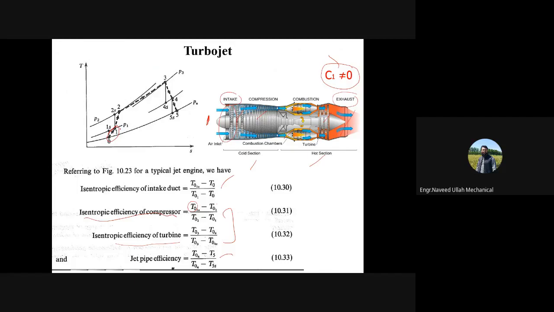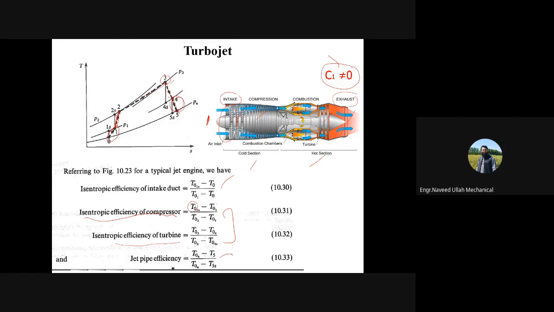ठीक है, pressure increase थोड़ा सा, और उसके बाद this is compression inside the compressor. ठीक है, conventional compressor, exhaust flow compressor. 2 to 3 is the combustion process. 3 to 4 is expansion inside this turbine, which gives you the power output. And 4 to 5 is expansion, but in the jet pipe duct or in the exhaust duct. So this gives you the propulsion, and this gives you, you know, the useful power output.